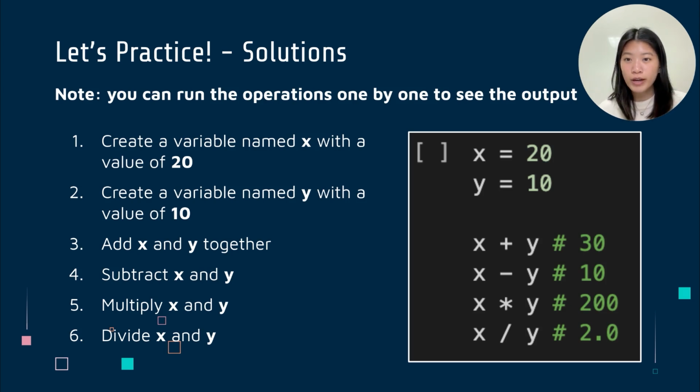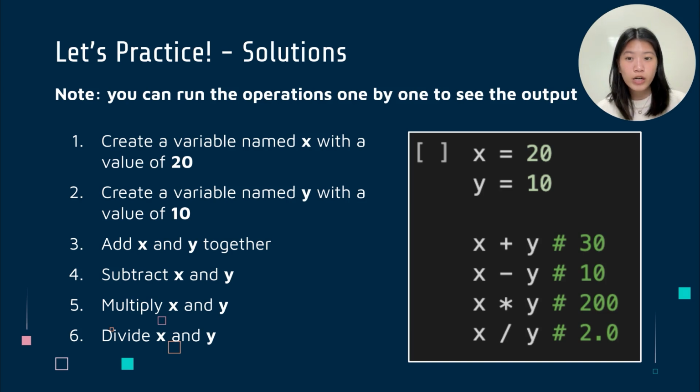So for question number 1, it asks us to create a variable named x with a value of 20, and we can do this by using the syntax x = 20. For question number 2, we're going to create a variable named y with a value of 10, and we can do this with the syntax y = 10. For question number 3, in order to add x and y together, we will do x plus sign y, which will return the value of 30 because we are doing 20 plus 10, which gives us 30.